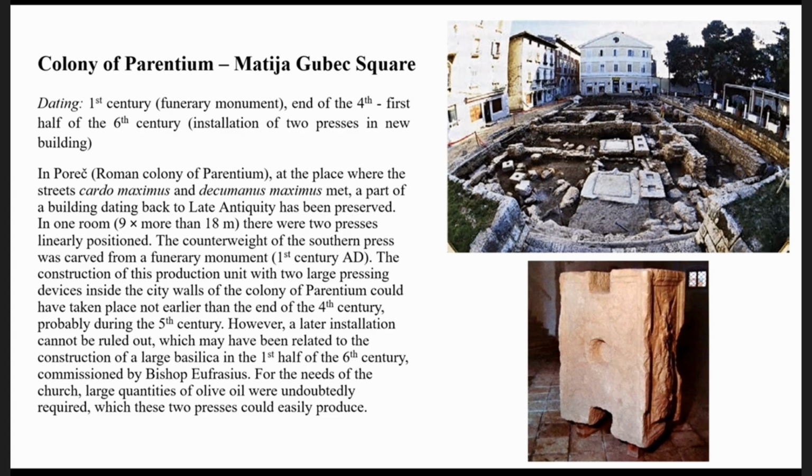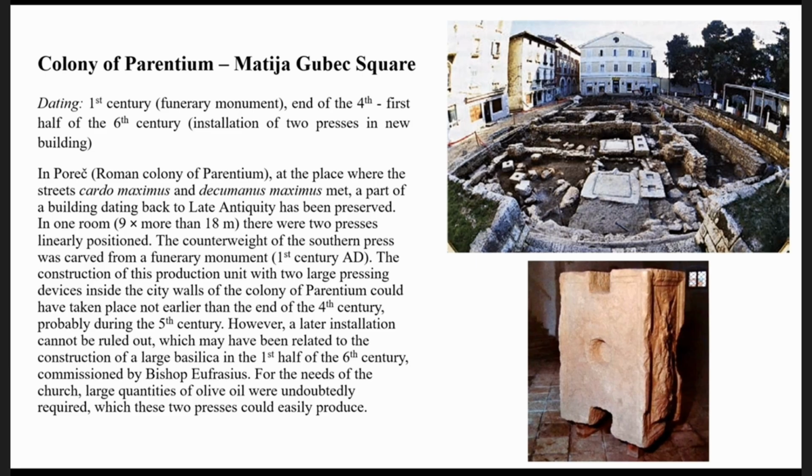2 pressing devices were installed inside of the building. You can see here they are huge, among the largest pressing devices in Istria, and they used a bit different type of counterweight. It's this huge, secondarily used 1st century, very expensive funerary monument, which was recut to make this huge counterweight.